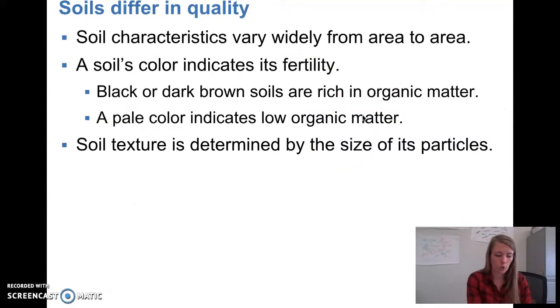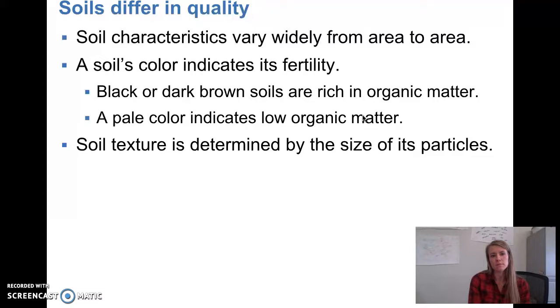Okay, so we're going to talk about the qualities of a soil, and there's a bunch of different ways to classify soils. And like we said, soil characteristics are very different from area to area. So the first thing we can talk about is its color. A soil's color indicates its fertility. So black or dark brown soils, basically the darker soils, are really rich in organic matter. They have a lot of living things in them, and if they're a pale color, then it would mean low organic matter.